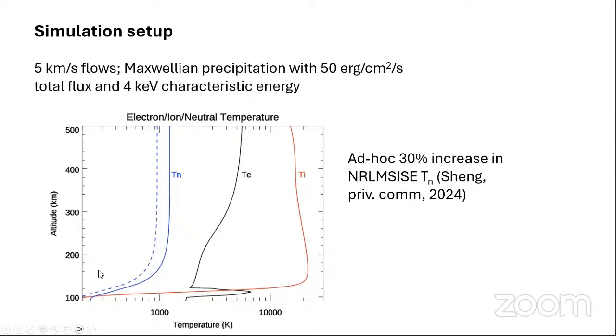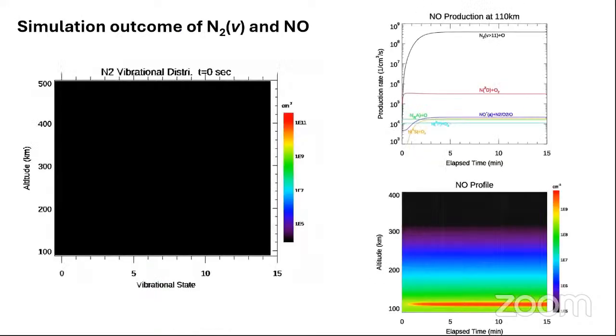Under such strong electron and ion heating, of course, we may expect that the neutral temperature will increase substantially. But unfortunately, currently there is no neutral module in my model, so I can't calculate the neutral temperature response in a self-consistent way. So in the following simulation, I just simply assume an ad hoc increase of 30% over the MSIS, the empirical model for the neutral temperature.